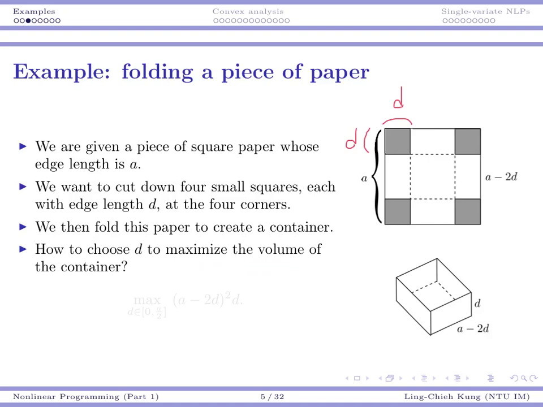Again, I face a trade-off. Either I want a large bottom surface or I want a large height. That's a trade-off. For formulation, the volume is just the area of the bottom surface times the height, the product of them. This is my volume. I'm looking for a d between 0 and a over 2 to maximize my volume. So this is again another nonlinear program.